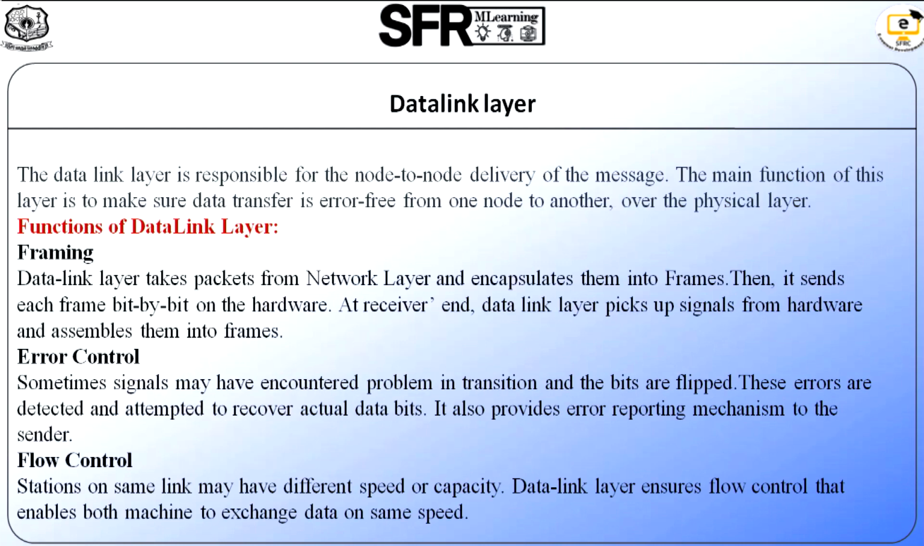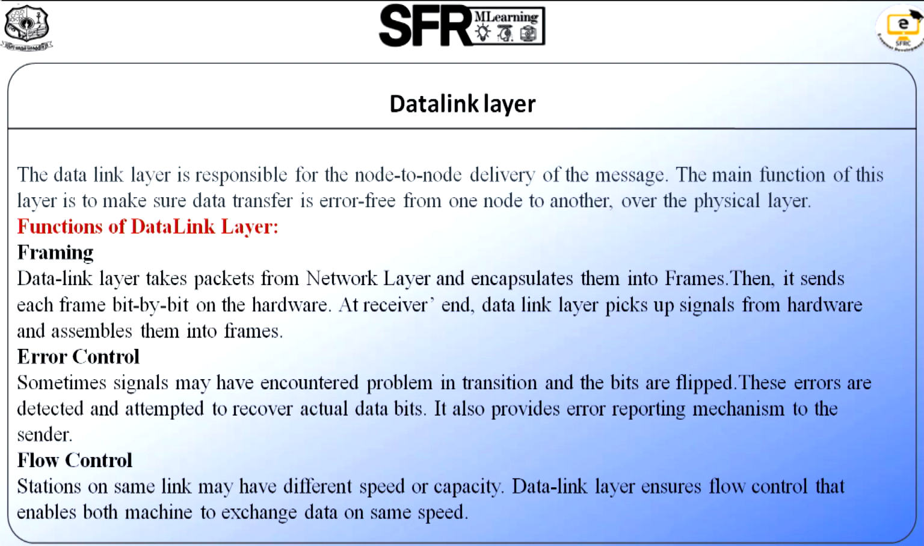And our next topic is the data link layer. It is responsible for node-to-node delivery. The main function of the data link layer is to keep transmission error free. If there is some error in the transmission, the data link layer is responsible for clearing it. It also uses error correcting codes and error detecting codes. Then framing: it encapsulates data into frames and sends the frames bit by bit over the hardware.